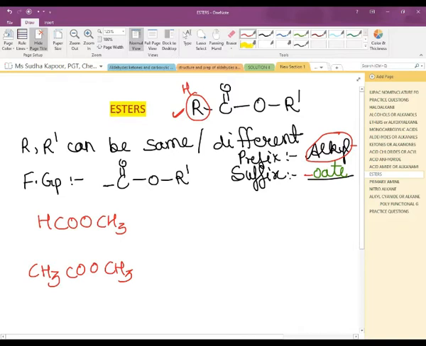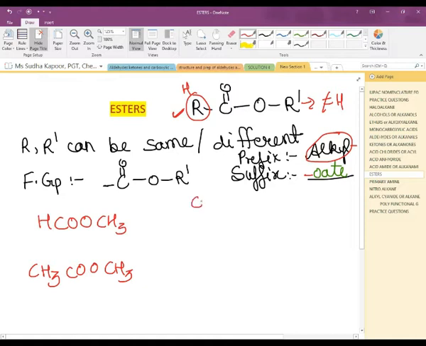These are pleasant fruity smelling and are represented by RC double bond O, OR dash, where the first R can be H. The R dash cannot be H. R dash cannot be equal to H. Now the functional group is COOR dash. The prefix used is alkyl, then the suffix used is oate. So let us start giving the name to it.